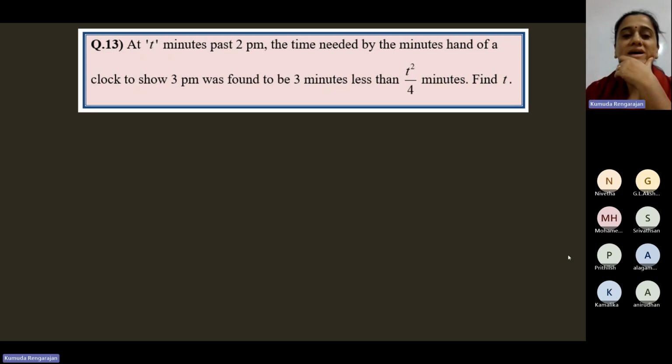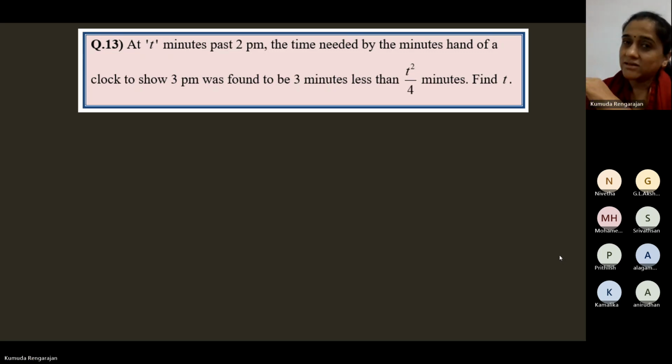At T minutes past 2 p.m. Now it is 35 minutes past 8 p.m. Yeah, at the time 8:35. So it is 35 minutes past 8 p.m.